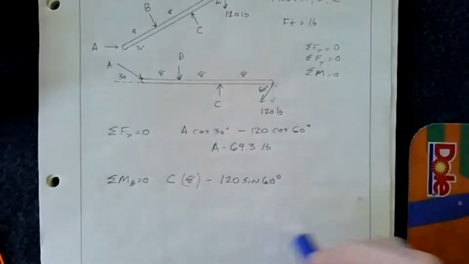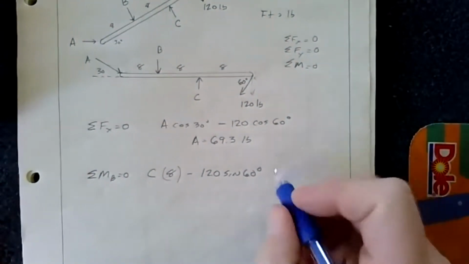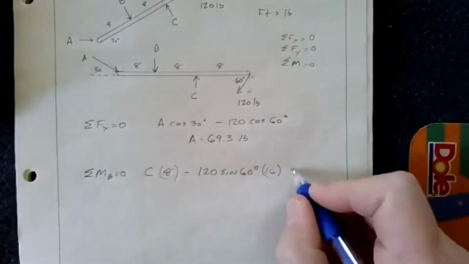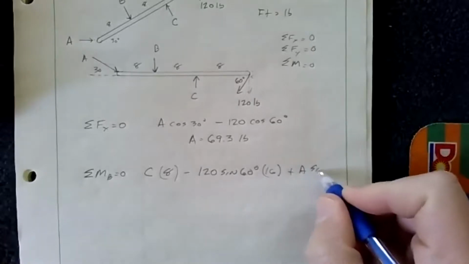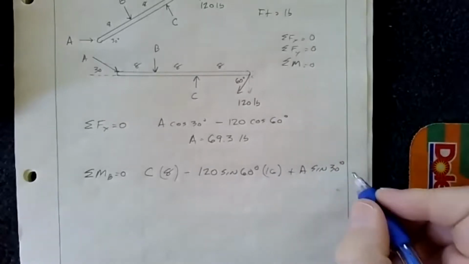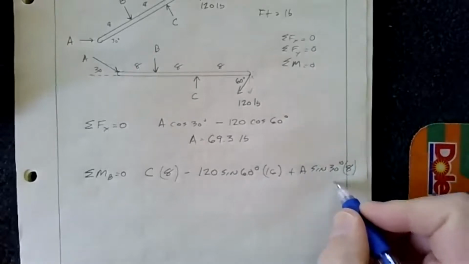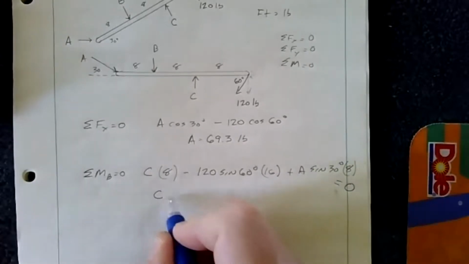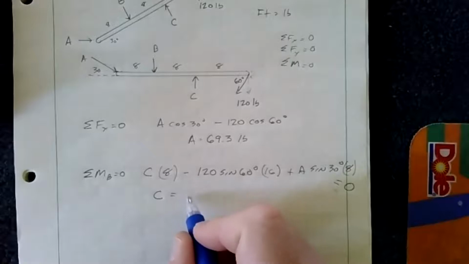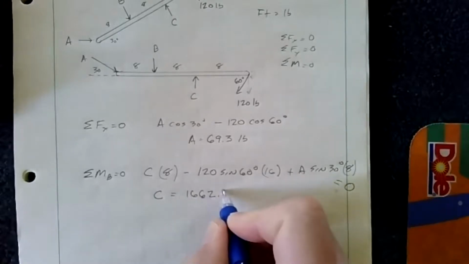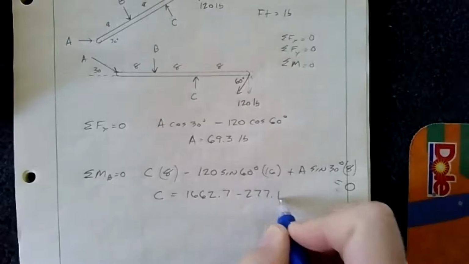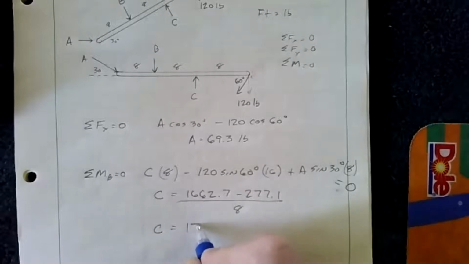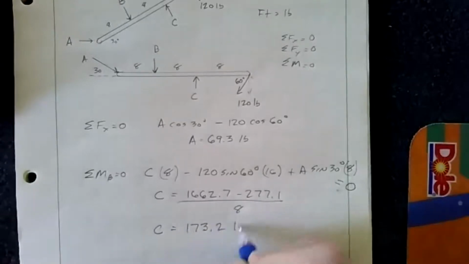So going back to this, we have minus 120 sine 60 degrees, and that's times 16 feet, and then plus A sine 30, and that's times 8. Sorry, and all of that equals 0. So we solve for C, and we get C is 1662.7 minus 277.1 all over 8, and C equals 173.2 pounds.